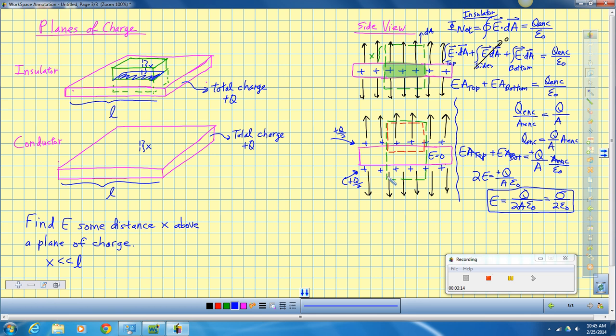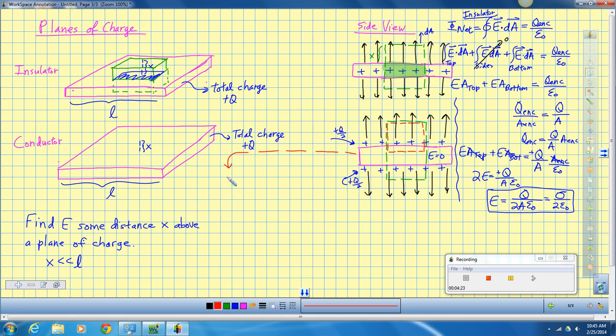Okay, so what I want to show is that no matter which of those two Gaussian surfaces you choose, the red or the green, you're going to end up with the same answer. You're going to end up with the same electric field. And it's actually going to come out to be this same thing too. So conductor versus insulator doesn't actually make a difference. Okay, so that'll separate the difference between memorizers and people who actually understand what's going on with this.